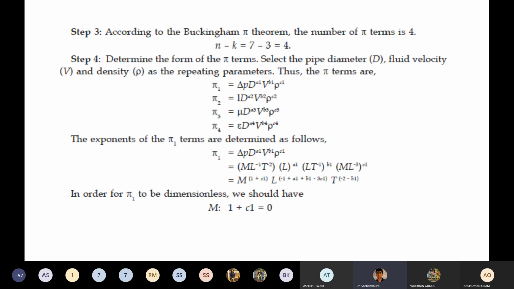Now for the pi 1 term calculation, if we put in this MLT consideration, we reduce all the variables, pipe diameter, fluid velocity and density, into their basic or primary dimensions. In this process, if you reduce them, you will get the same equation. In order for the pi term to be dimensionless, what will happen? M should be to the power 0, L to the power 0 and T to the power 0. All should be zero.